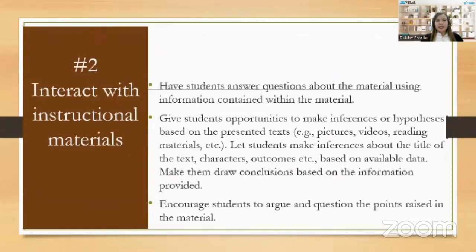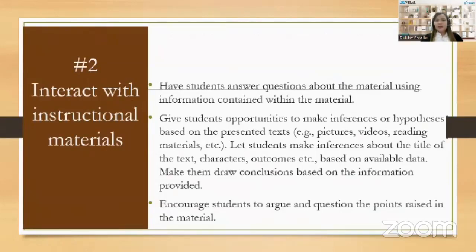We teach our students to learn to question and react to what they see, what they read, what they hear, and not just be passive consumers of information so that they don't fall prey to just about anything that is dished to them. And how do we do this? We could have them answer questions about the material using information contained within the material. And I'm sure we pretty much do this all the time, right?